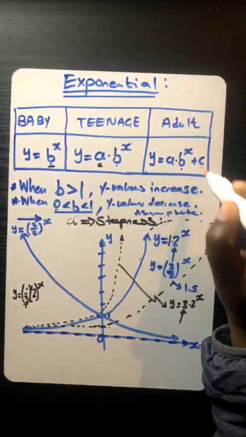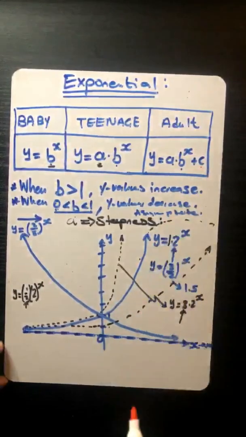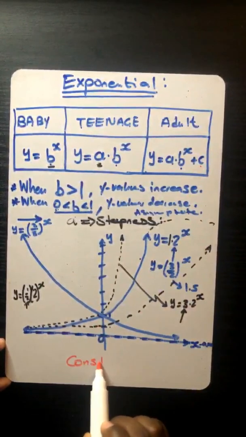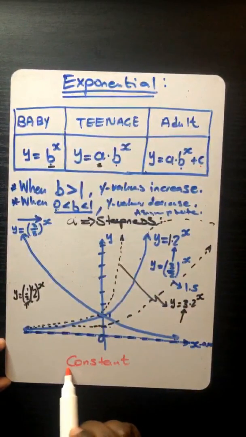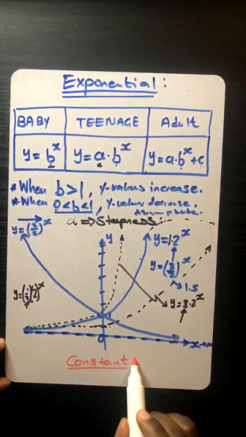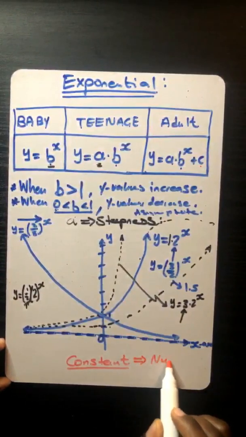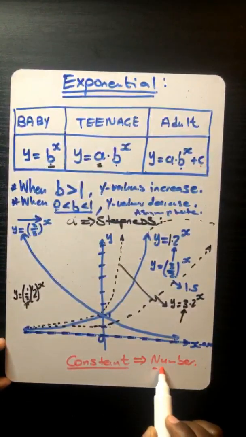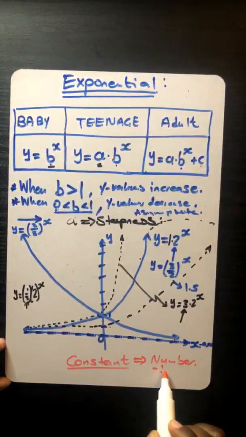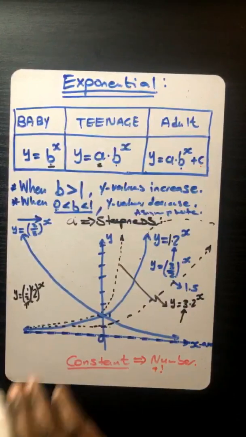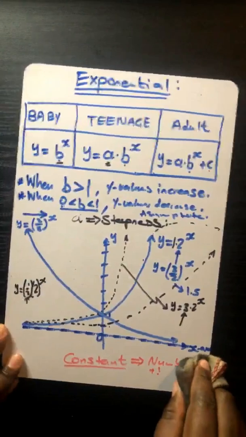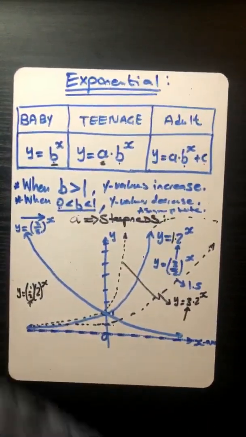But in this case, I chose to use letter C. And normally they use letter C because it stands for constant. And what does constant mean to us in maths? It simply means just a number, which could be a negative number, -1, -2, or +1, +2, or whatever number, ladies and gentlemen. So now, what do we mean by vertical shift?